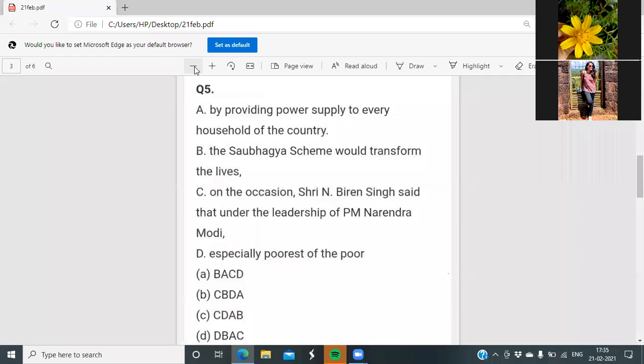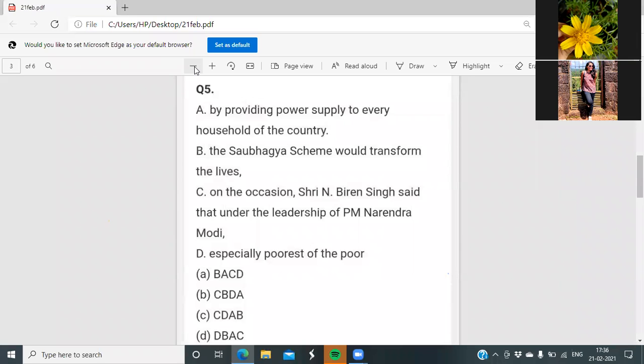So see, the opening statement is: on the occasion, Shri N. Biren Singh said that under the leadership of PM Narendra Modi, what is going to happen? The Saubhagya scheme would transform the lives, especially the poorest of the poor, by providing power supply to every household of the country. So now whatever we read, that's making sense.